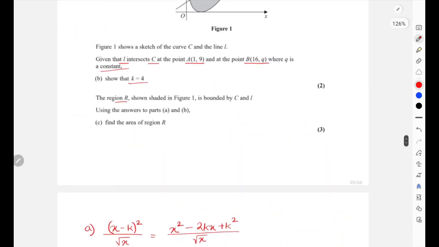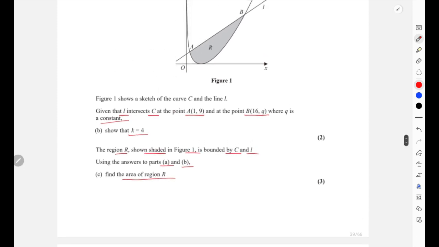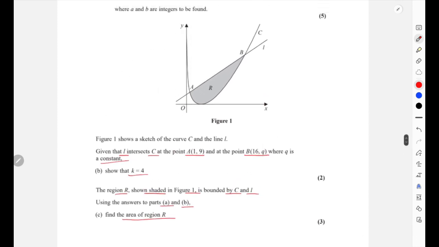The region R shown shaded in figure 1 is bounded by curves C and L. Using your answers to parts A and B, find the exact area of region R. Now in this situation, they're asking you to find the area bounded by the curve and L. For that, if I draw a straight line over here, this one and this one.